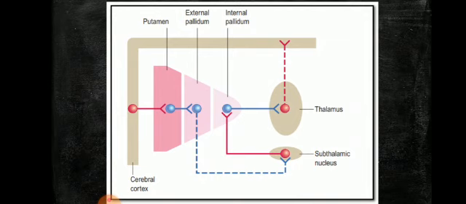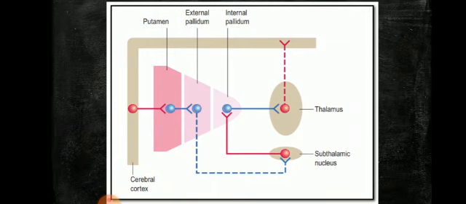The first set of red fibers arising from the cerebral cortex and ending on the putamen, we call the corticostriatal fibers, which release the excitatory neurotransmitter glutamate. Before I talk about the neurotransmitter, I'll just mention how the fibers go. So you have the red fibers.